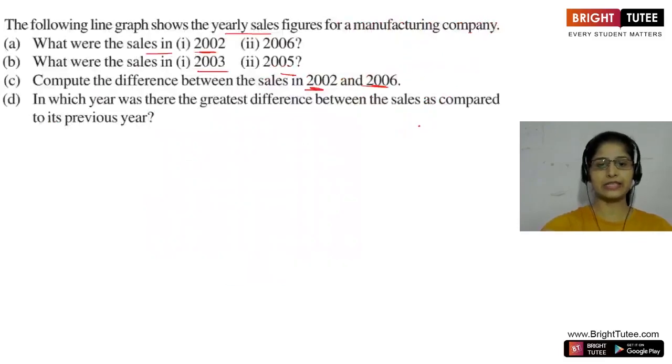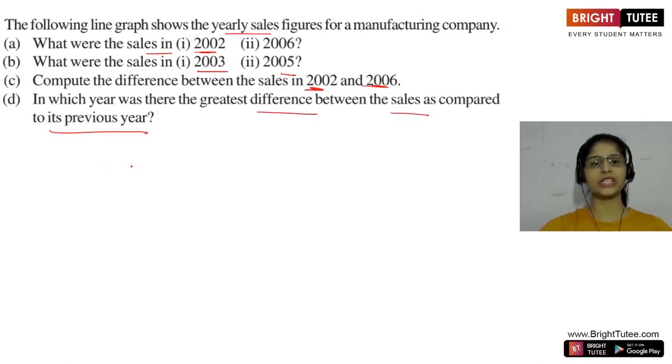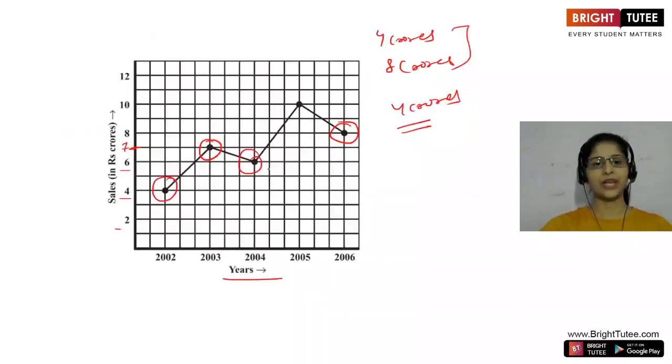Clear? Next, the last question they are asking, in which year was the greatest difference between the sales as compared to its previous year, right? Which year has the greatest difference in sales? So if we see on the graph, we see that in 2004 it is 6 crores, right? And 2005 it is 10 crores. So here the difference is of how much? 4 crores.